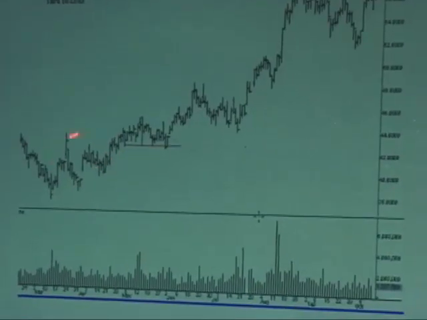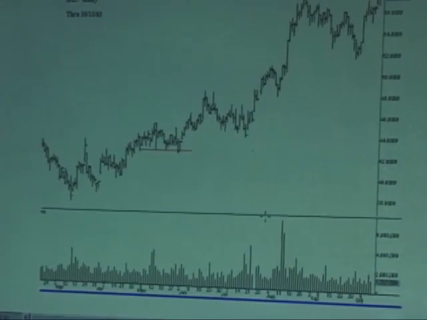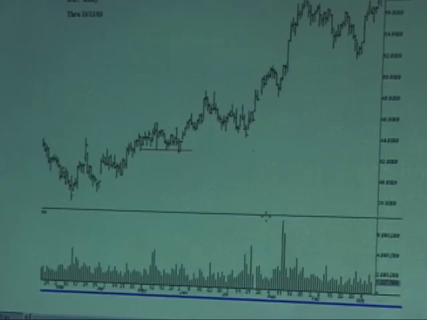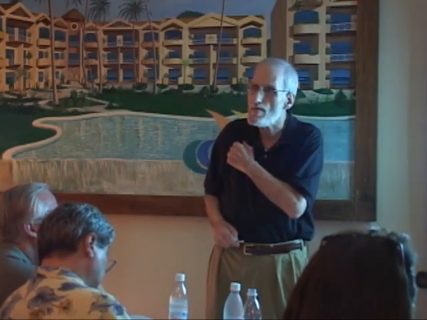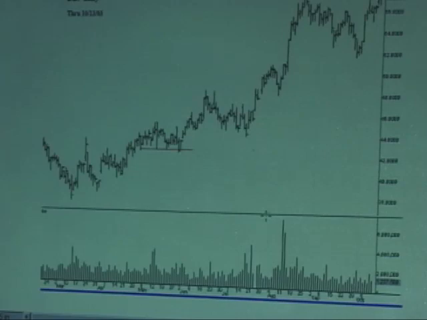Maybe you weren't there to buy the double bottom or the test of the March low. Or maybe you just missed it. Maybe you didn't see it. It didn't make any sense to you. But here's a way to get in the midst of a trend. All right, someone said July.